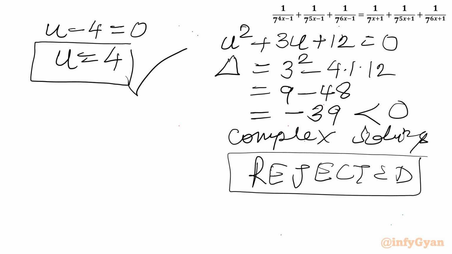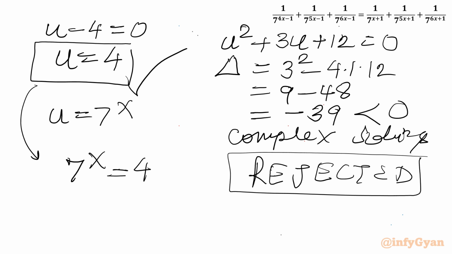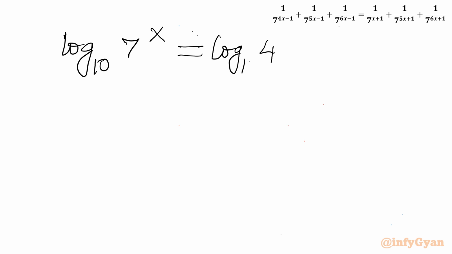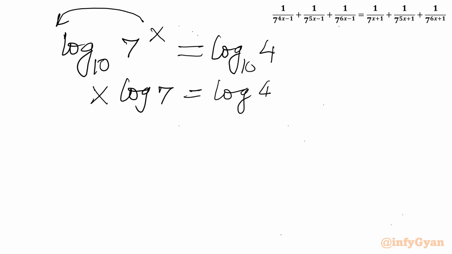Now u = 4, and u was our substitution. U was 7^x. So I will write 7^x = 4. Now I will take log both sides. Let us consider log both sides, log base 10. So I can take x as a multiplier using the property of logs. So I will be writing x log 7 = log 4.